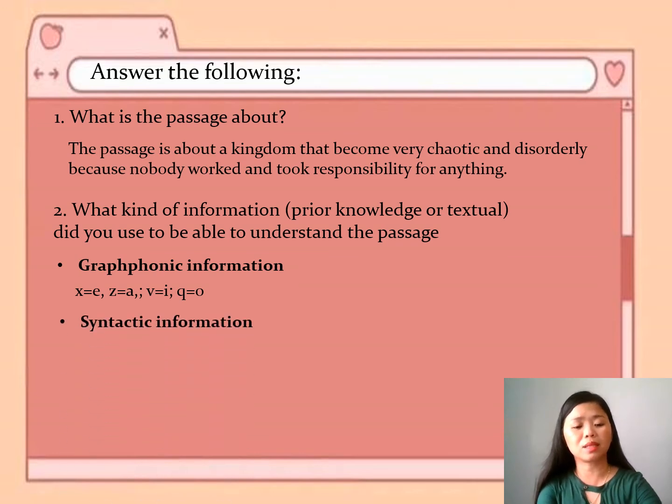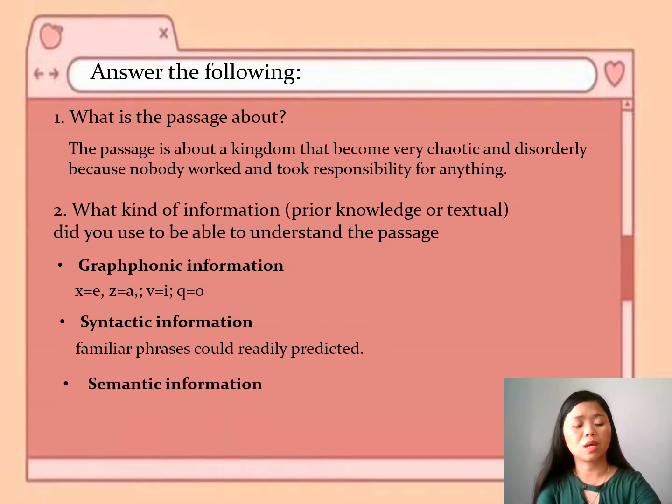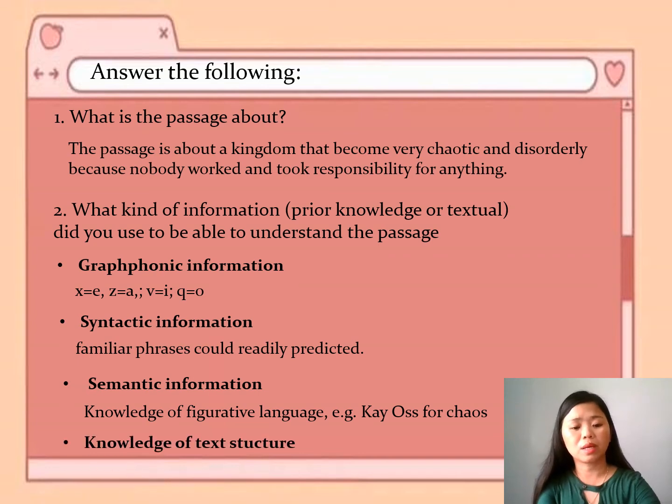Next is the syntactic information. The reader does not have to look closely at each word because familiar phrases could readily be predicted. Example: as time went on, as wise as they were, split at the same. Okay. The next is semantic information, knowledge of figurative language. Example: split at the same endpoints, or chaos, for chaos, aids the reader in arriving at the main idea of the passage.